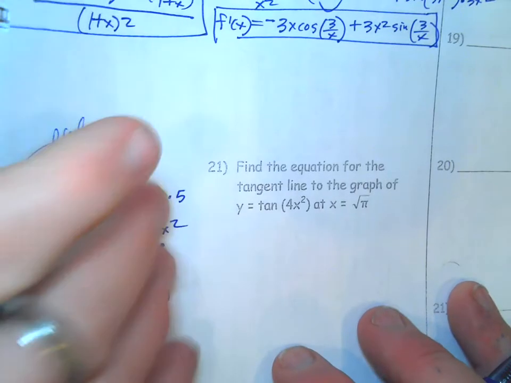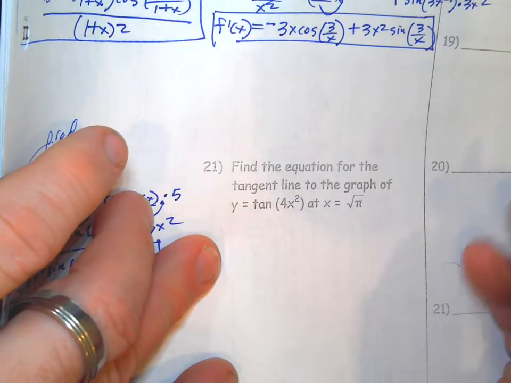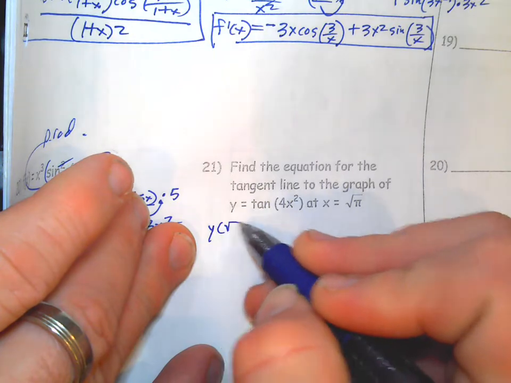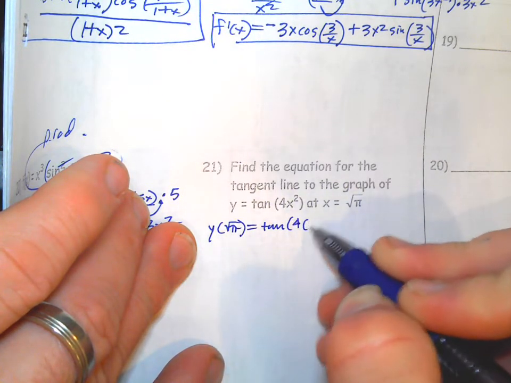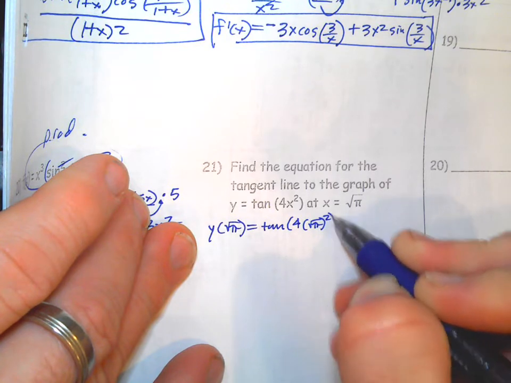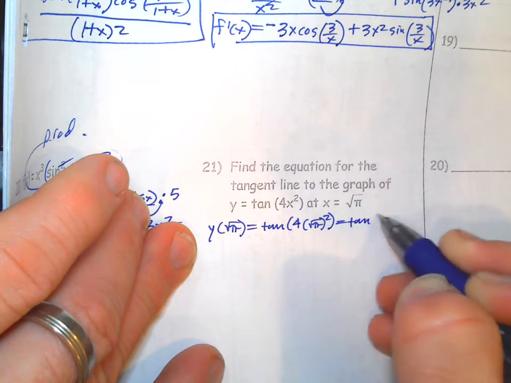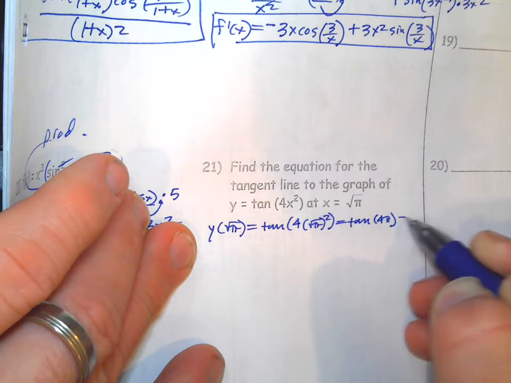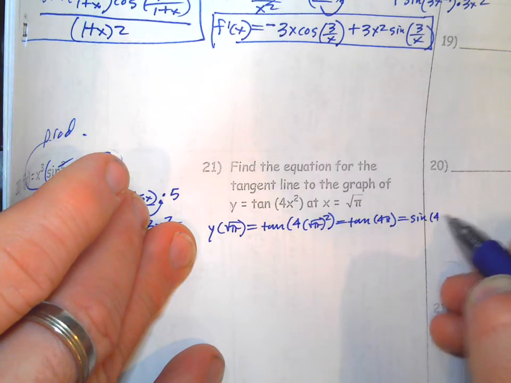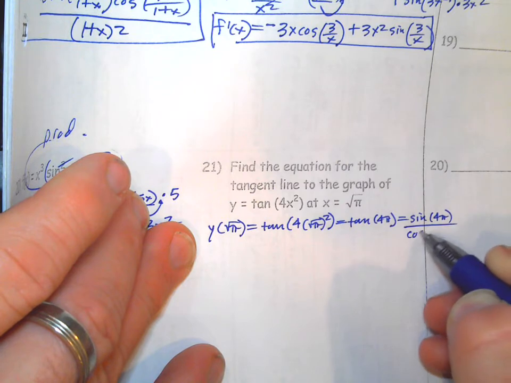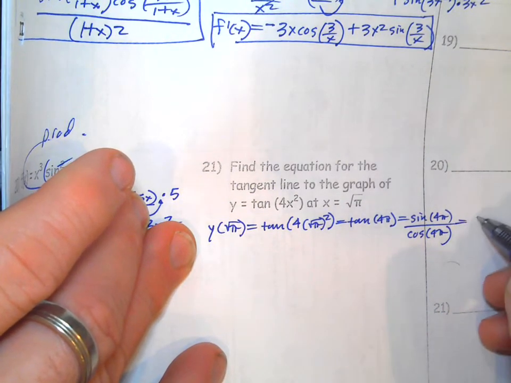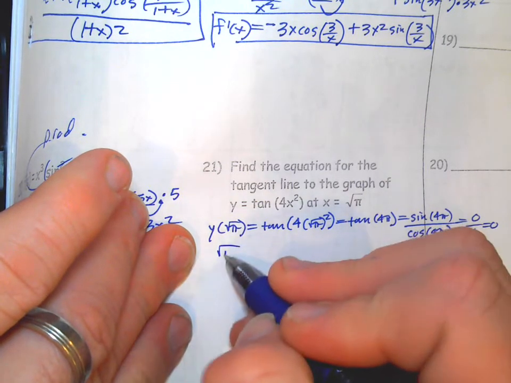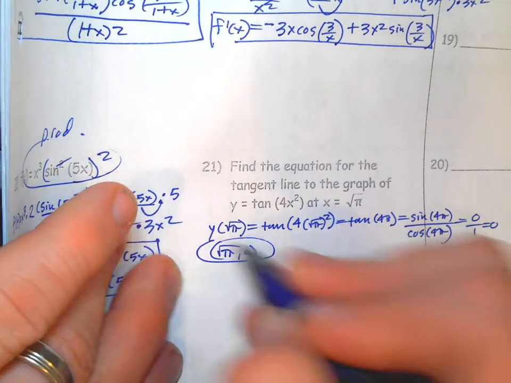21, find the equation of the tangent line to the graph. Okay, well, gotta find the point first, so we could do that. So that's going to be tangent of 4 pi, which is the same thing as sine of 4 pi over cosine of 4 pi. And sine of 4 pi is 0, cosine of 4 pi is 1, so it's going to be 0. So we got root pi comma 0. That's your point. Then we need derivative.